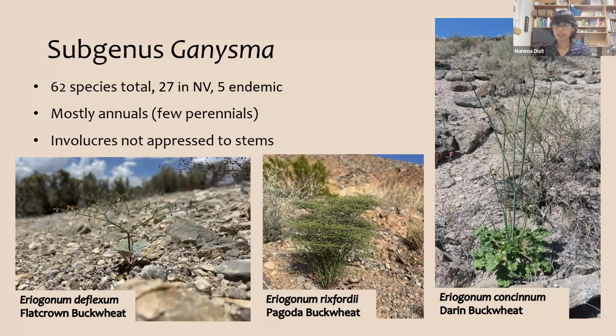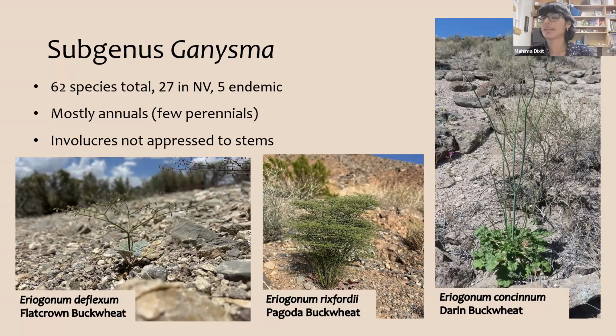And the way that you can tell these guys apart from, let's say, subgenus Eriogonum is that their involucres are not appressed to the stems, they are free hanging. And here are some representatives from this group. We have the pagoda buckwheat, which is very charismatic, and I actually have some dried ones here that Steve Bryant gave me. They dry really well.